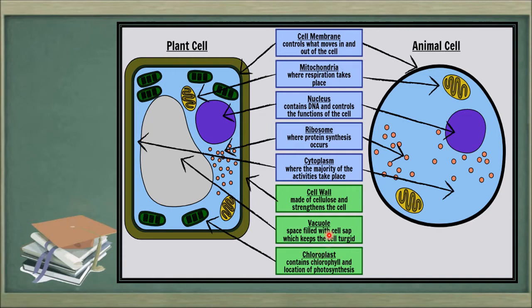So you need to remember what cell organelles are present in plant cell and what are present in animal cell, what the similarities are which are present in both, and what cell organelles are present only in plant cell.